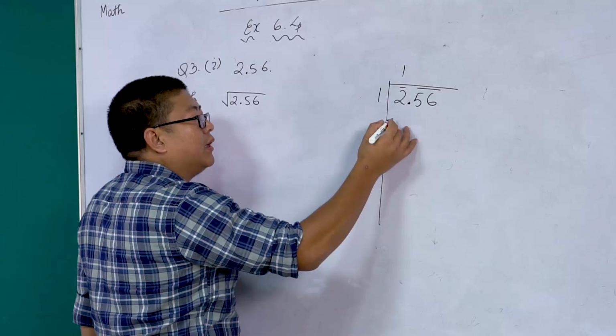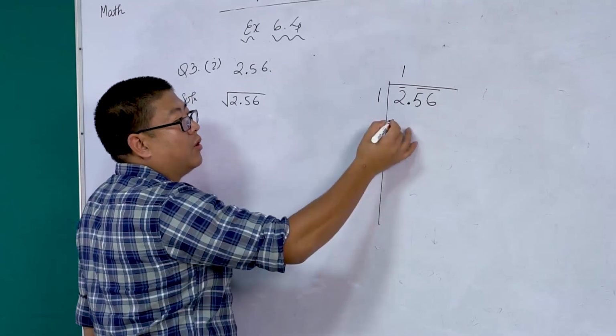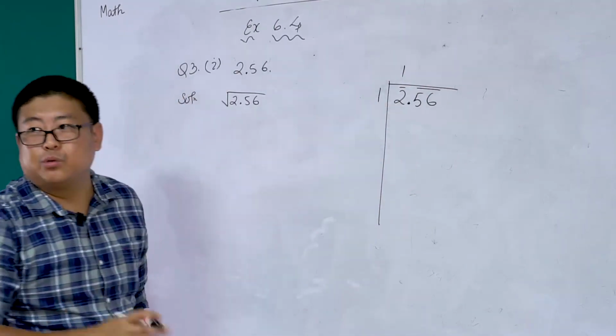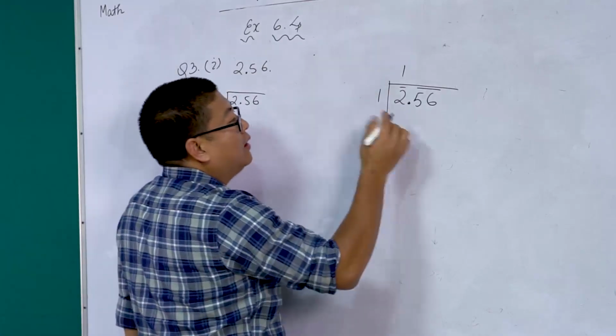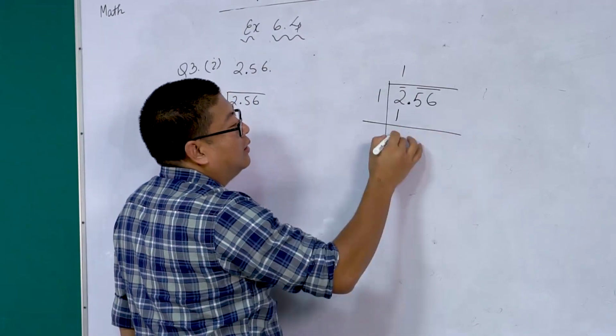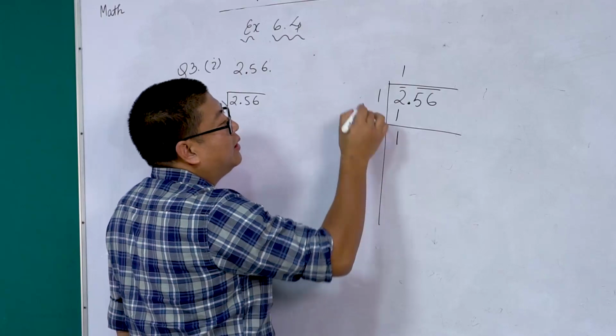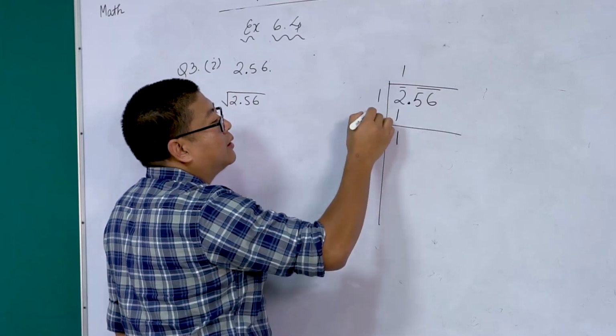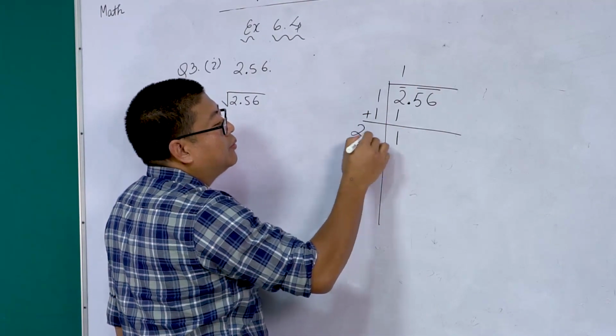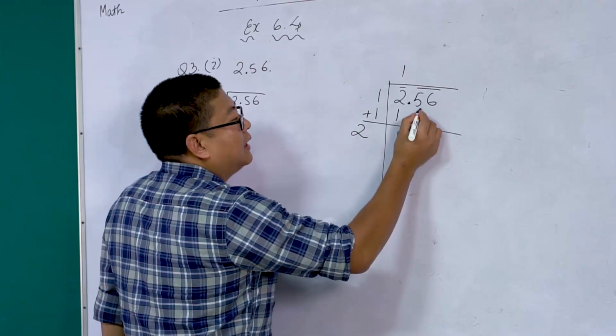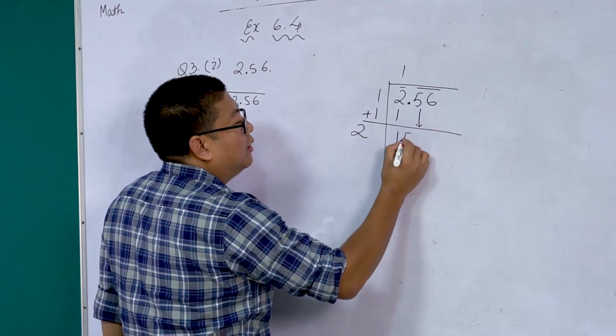1 into 1 is 1. If you do with 2, 2 into 2 is 4. 4 is greater than 2, so we can't use 2. So we will go with 1. 1 into 1 is 1. When you subtract 2 minus 1, 1. And then since you're multiplying 1 two times, you will add here 1. So it becomes 2.